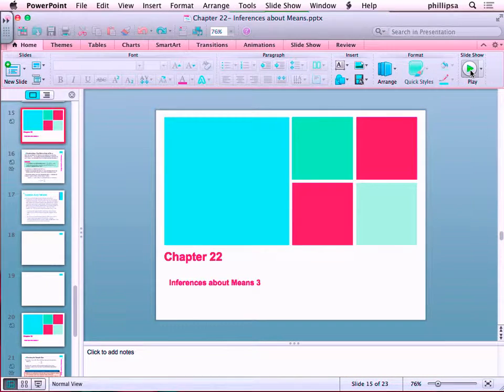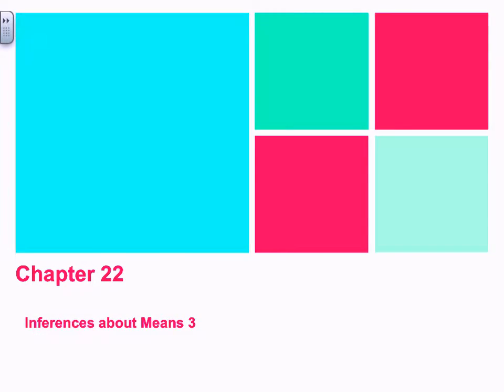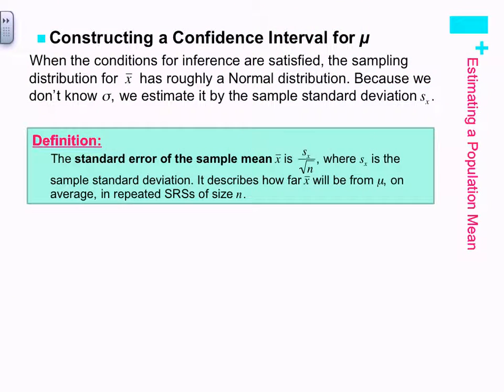Okay, guys, so let's check out finally how one of these confidence intervals for means is going to be constructed. When the conditions for inference are satisfied, the sampling distribution for your sample means has roughly a normal distribution. Because we don't know the standard deviation of the population, we estimate it by the sample standard deviation.